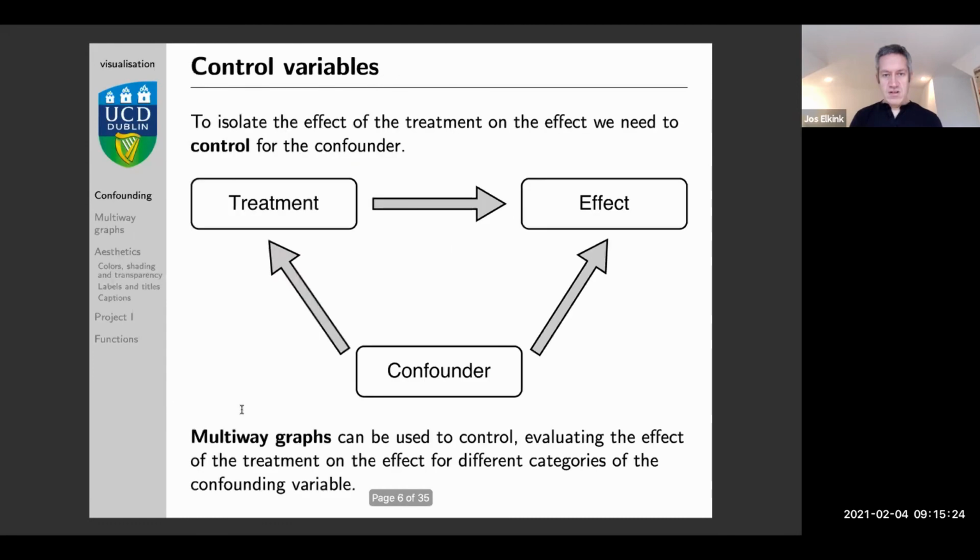Now here's another example, and also just to get the terminology a little bit right. First of all, in this causal literature, they're not normally talking about independent and dependent variables. They tend to talk more about treatment and effects, but it boils down to the same thing.